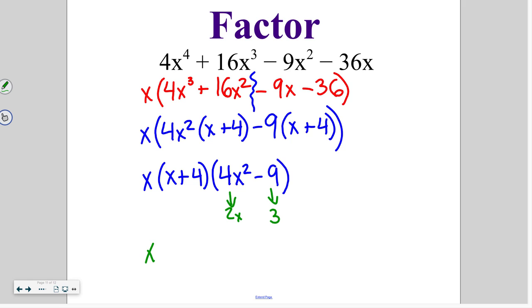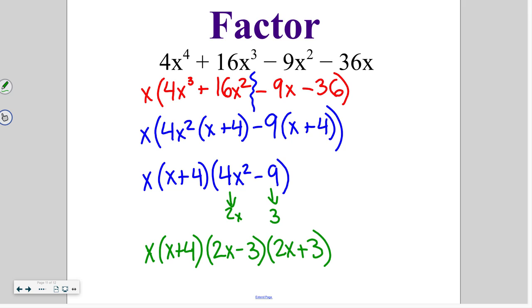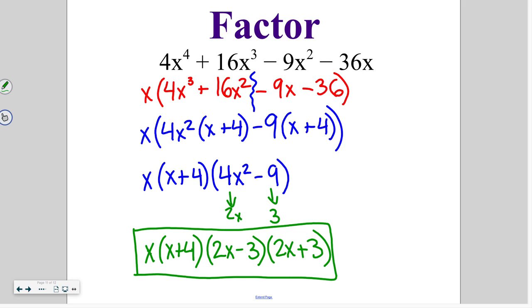So I've got x, which came out from my GCF, x plus 4, which came from the factoring by grouping, and then I'm going to break down that second piece into 2x minus 3, and 2x plus 3. Again, I do have a subtraction, so I want to check for difference of squares. 2x cannot have a square root, so our final answer in the factored form is x and then x plus 4, and then 2x minus 3, and then 2x plus 3.